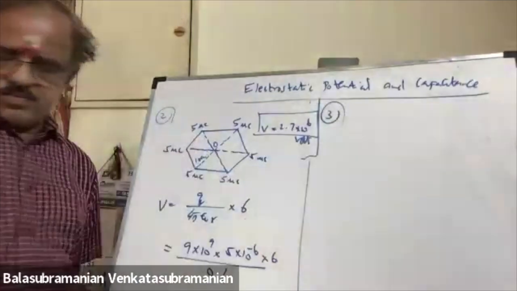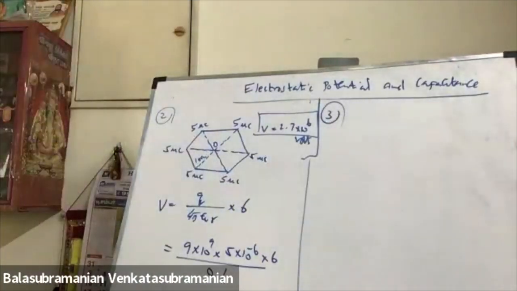Third problem. A parallel plate capacitor with air between the plates has a capacitance of 8 picofarad. What will be the capacitance if the distance between the plates is reduced by half? Space between them is filled with a substance of dielectric constant epsilon r is equal to 6.